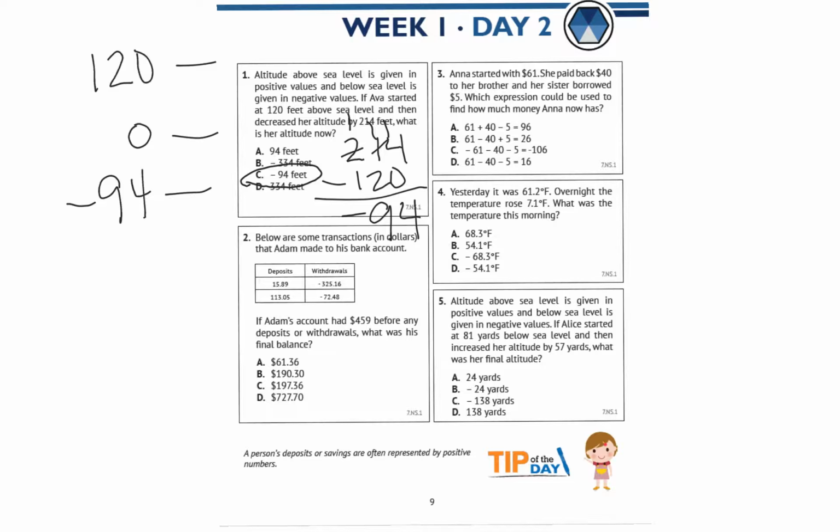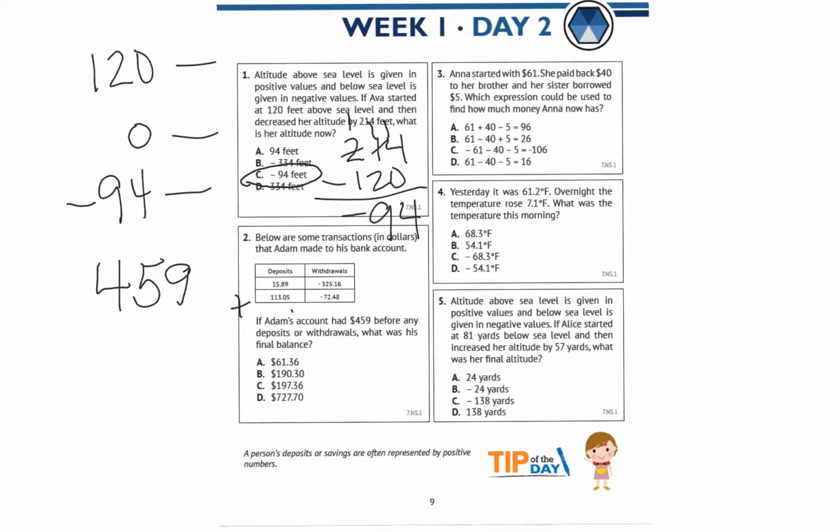Number 2. Below are some transactions in dollars that Adam made to his bank account. If Adam's account had $459 before any deposits or withdrawals, what was his final balance? So let's write what Adam started with, which is $459. And let's add the deposits and add the withdrawals.